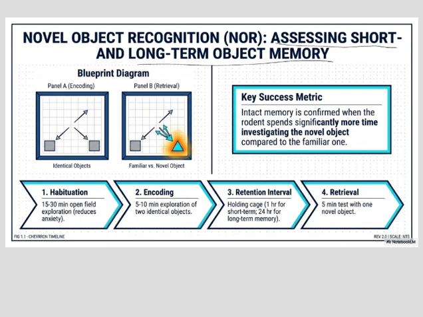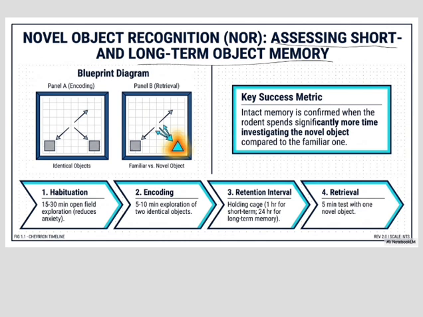The scientific basis of this test relies on the innate exploratory behavior of mice or rats, depending on which is used, which spend more time investigating a novel object than a familiar one. The test generally consists of four phases. First, the habituation phase: the rodent is allowed to explore an empty arena without any objects for 15 to 30 minutes.